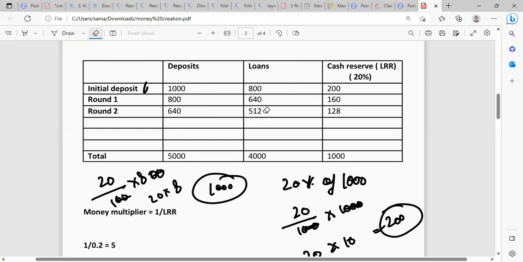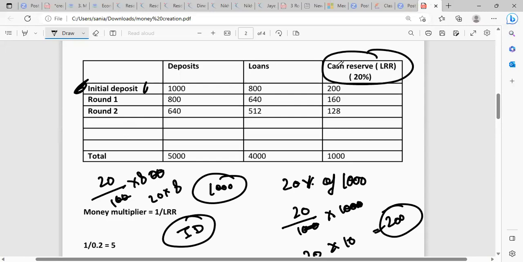Okay. So now basically, whenever I ask you to create money creation, you just need two things. One is the ID, which is initial deposit, right? And this cash reserve ratio. These are the only two things you need, and you can draw this entire table on your own. This will be 1,000, 20% is there. You will draw the entire table, and then over here you will leave a few lines like this, right?